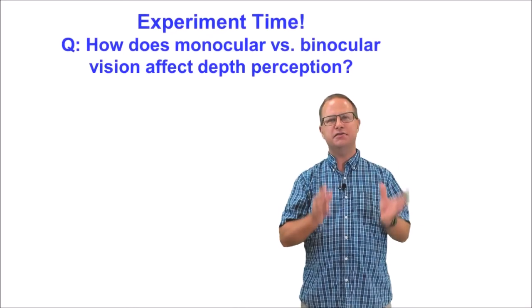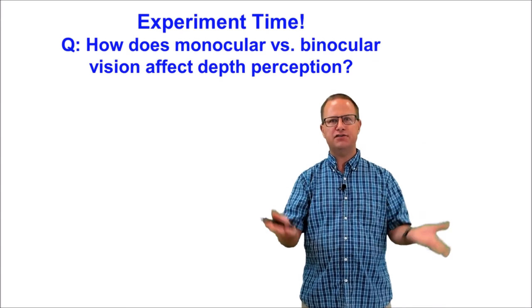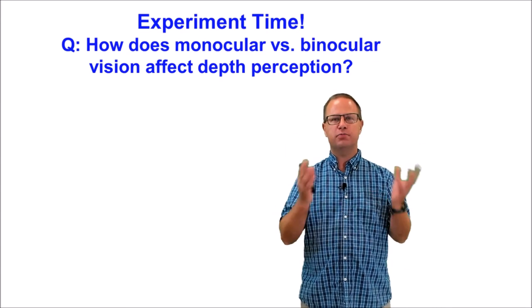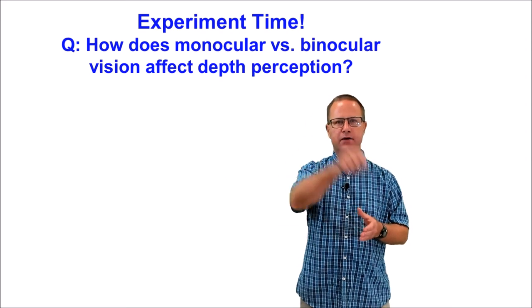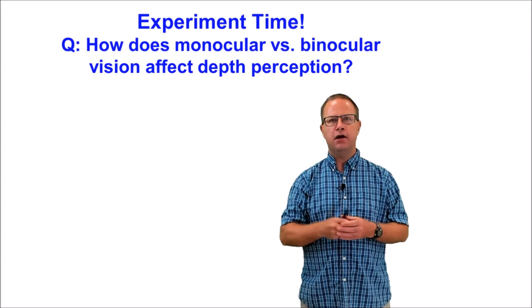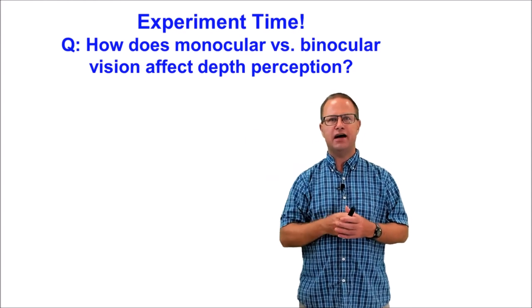Okay, after you've conducted this experiment a couple times, you should compare your results. Were they more accurate with both eyes open or with one eye closed? What you probably found out is they're more accurate if they have both eyes open. That way they can have better depth perception in order to hit the target. When we have only one eye, monocular vision, it's a lot harder to hit that target each time.